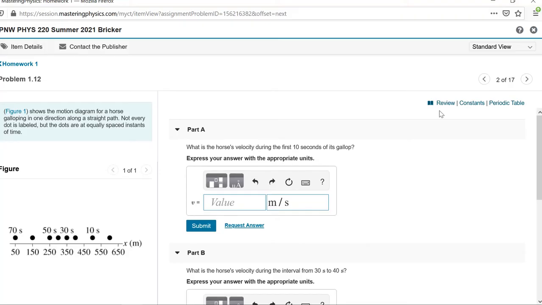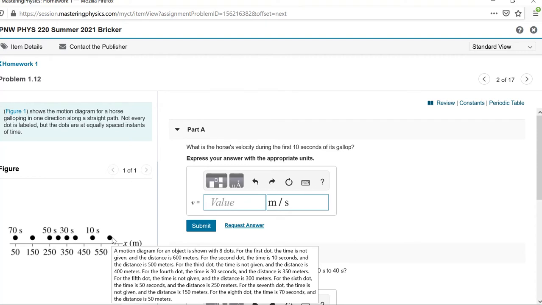Okay, here's the next problem. This figure shows the motion diagram for a horse galloping in one direction along a straight path. Not every dot is labeled, but the dots are equally spaced in time. Okay, so this is a motion diagram. What is the horse's velocity during the first 10 seconds of its gallop? Okay, so we're assuming we start here at about 600.